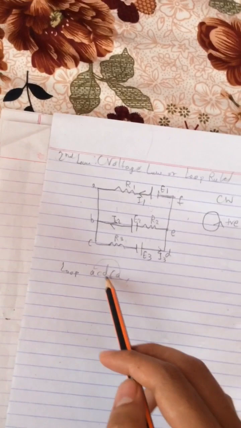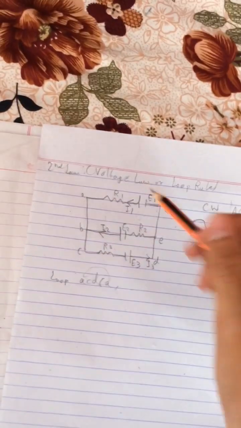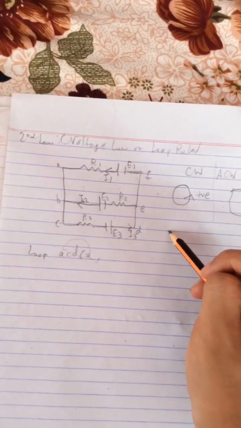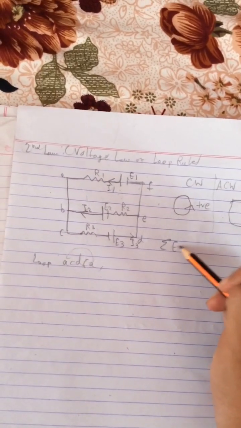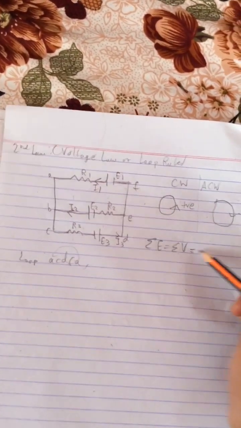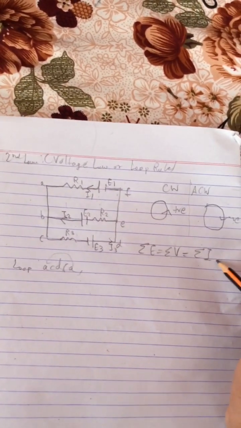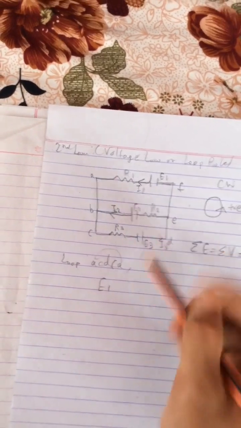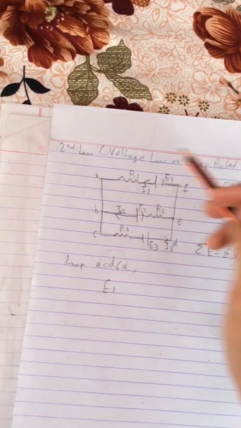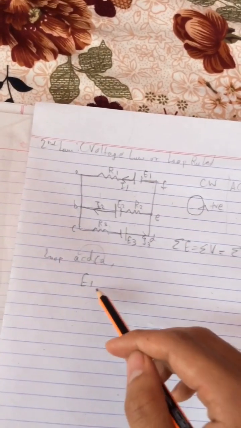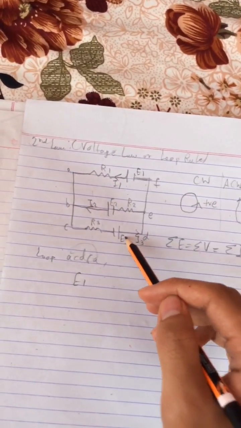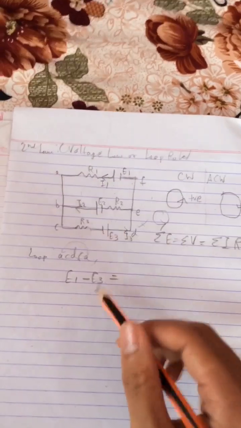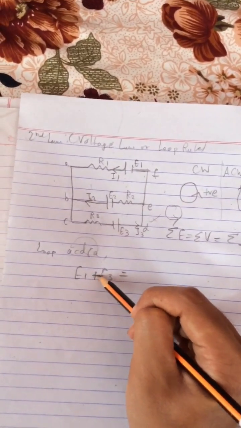Now, in loop ACDFA, let's write the law first. Sum of EMF equals sum of voltage. We know voltage is equal to current into resistance. So here we have one EMF, E1. Take notice of where the current is going. It is going in anti-clockwise direction, so it is taken as positive. Now let's take E3. It is going anti-clockwise, so it is plus.